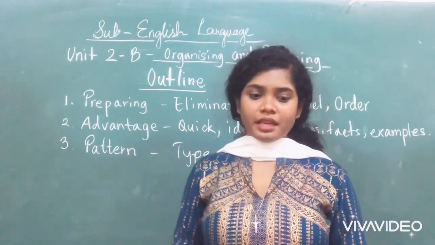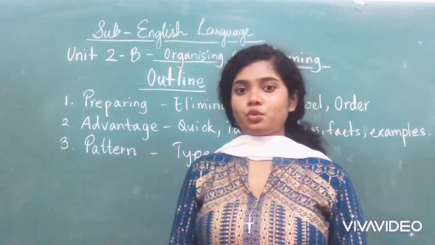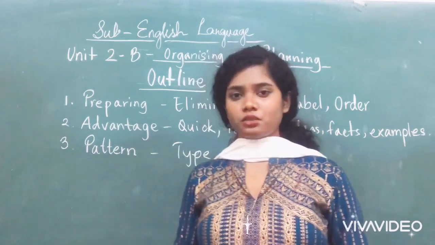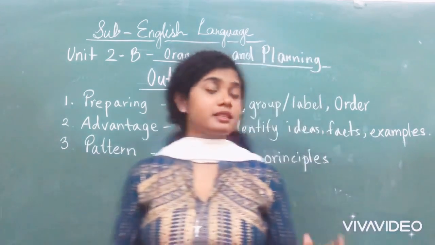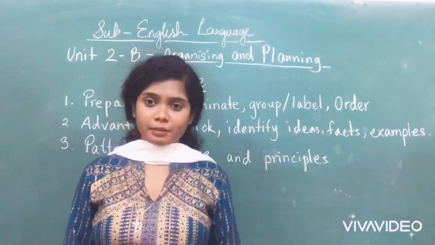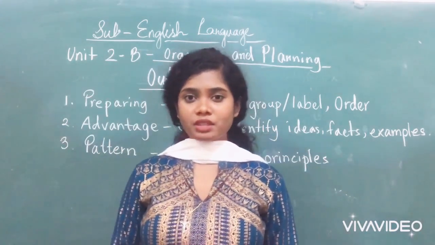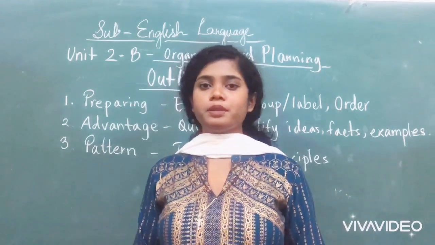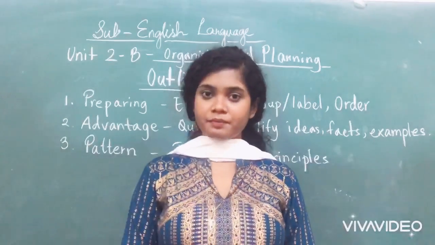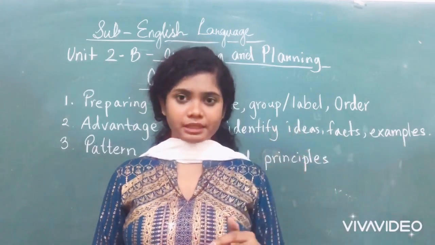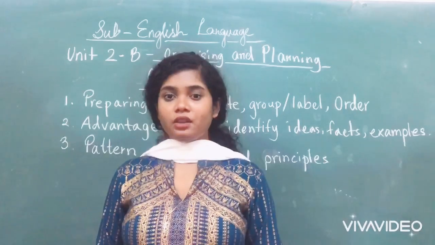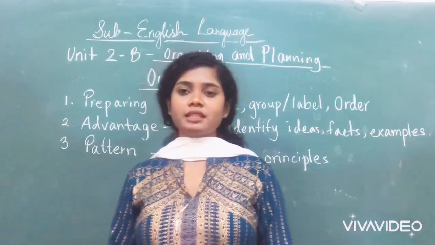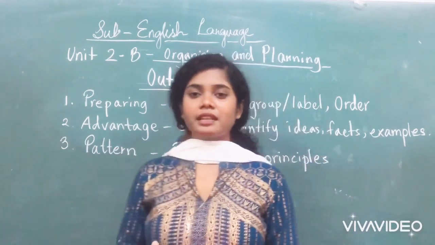Now what are the things we should eliminate? The unimportant ideas which we do not require or which are not very necessary, we will eliminate those ideas. The next one is group and level. In outline, we cannot write all the detailed subheadings. We have to group the subheadings into a heading and label it. Next one, in order. In order, we have to put down what comes first and what comes next, so that our outline must be clear and very easy to read.